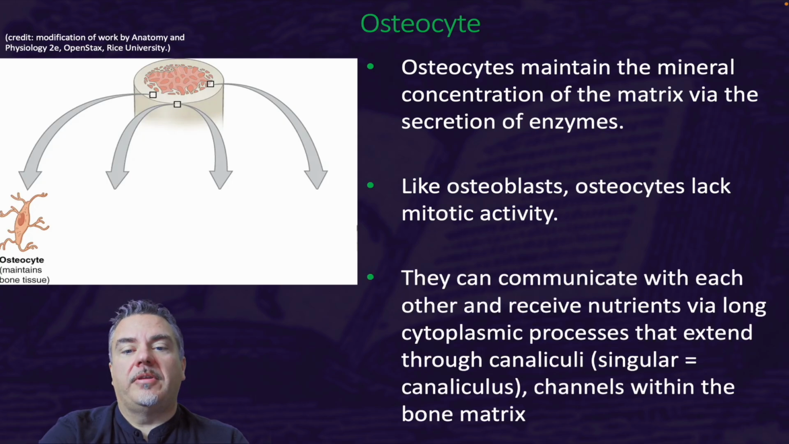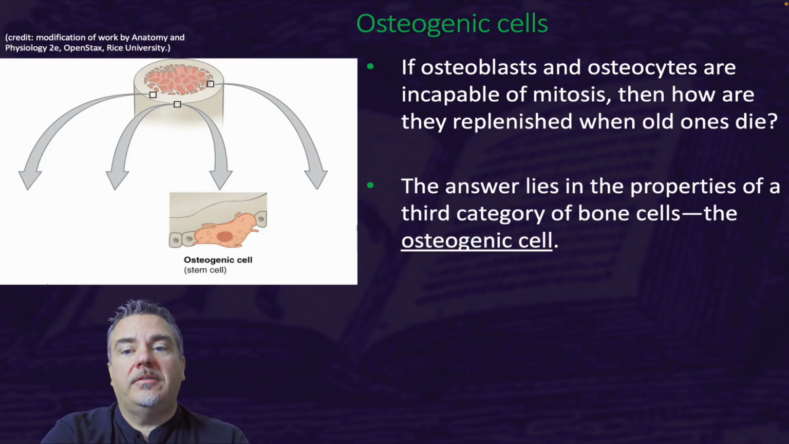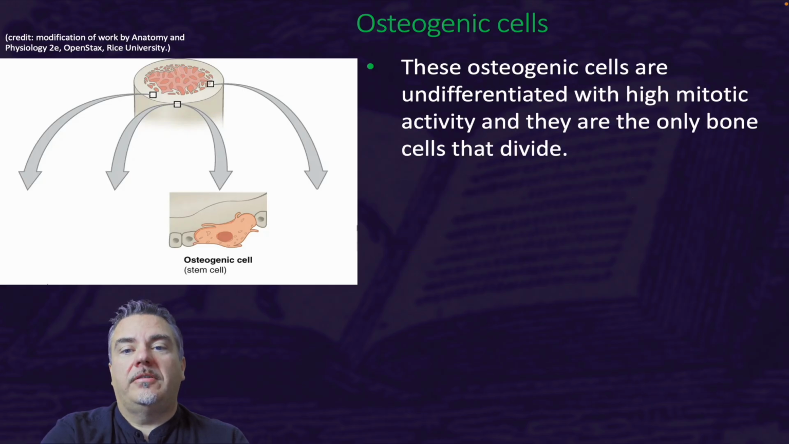They can communicate with each other and receive nutrients via long cytoplasmic processes that extend through canaliculi, which are channels within the bone matrix. If osteoblasts and osteocytes are incapable of mitosis, then how are they replenished when old ones die? The answer lies in the properties of the third category of bone cells, the osteogenic cell. These osteogenic cells are undifferentiated with high mitotic activity, and they are the only bone cells that divide.